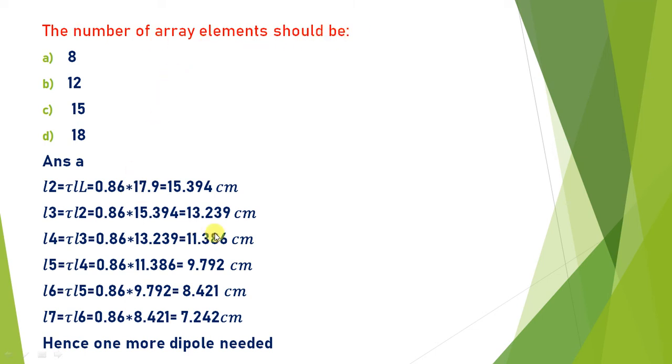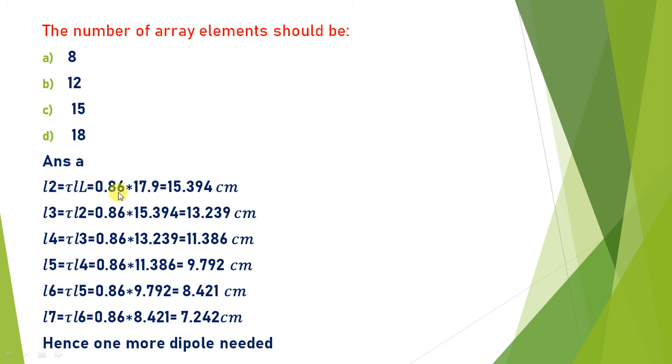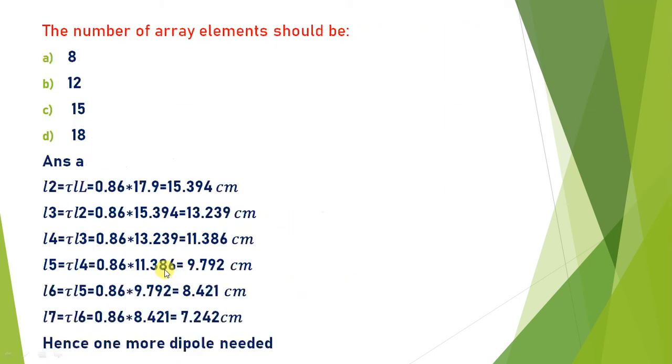This is the standard procedure to find out how many array elements the antenna contains. First find L2, that is equal to tau times L1. Tau is nothing but the reflection coefficient, which is given to you as 0.86. So 0.86 multiplied by 17.9. 17.9 is the maximum length that we have already found. Multiply, and you will get 15.394.